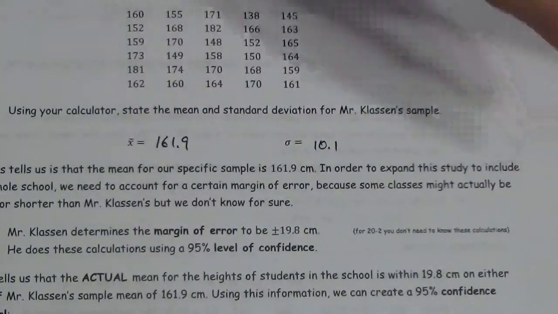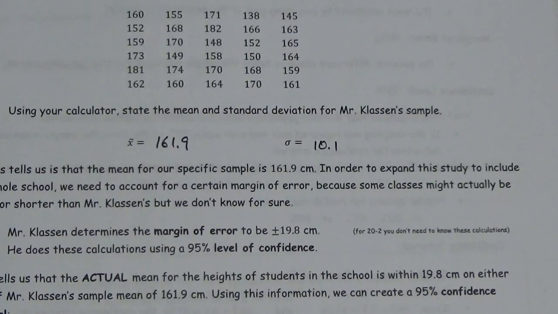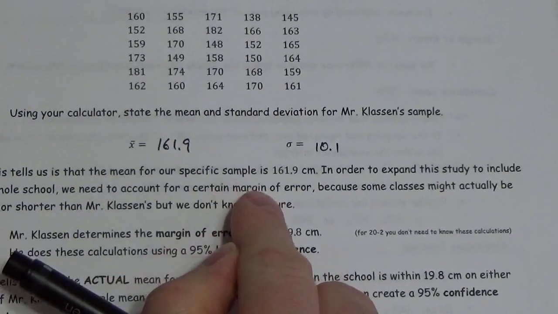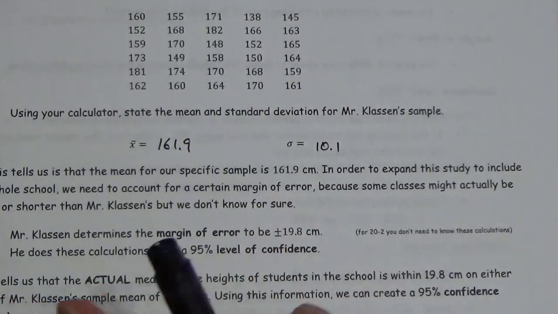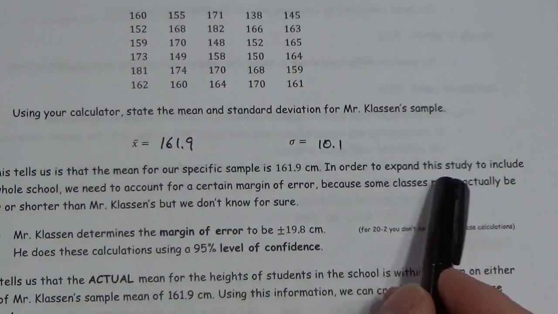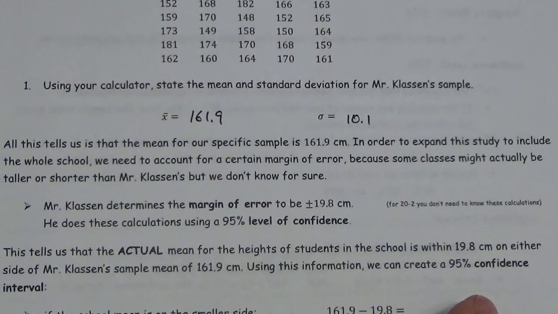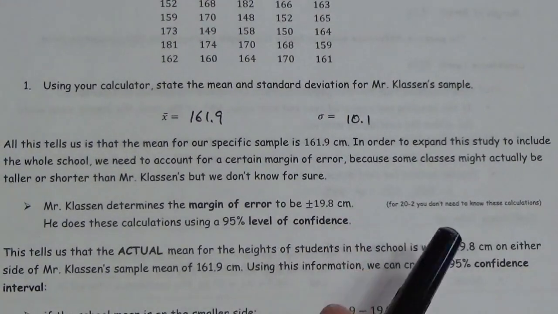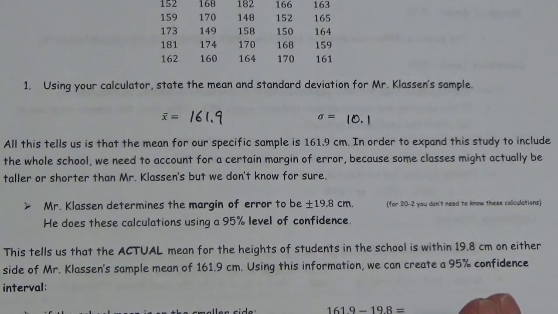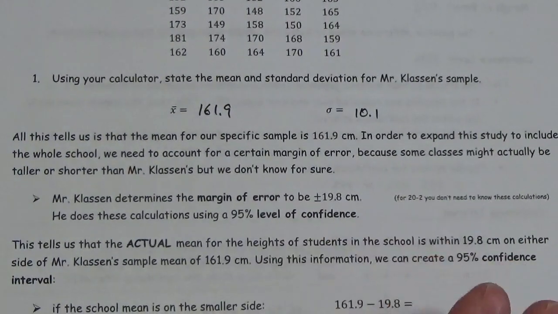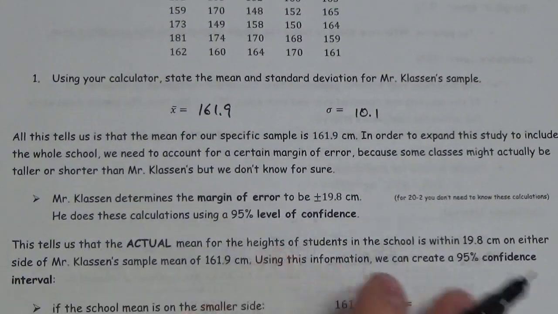Now, let's keep going here, just looking through this. So what this tells us is the mean for this specific sample is 161.9. In order to expand on this study to include the whole school, we need to account for a certain margin of error, which is basically to say that my particular class, or Mr. Clausen's particular class maybe, is not necessarily representative of the whole. It might be too short or too tall on average here. So we're going to determine the margin of error.